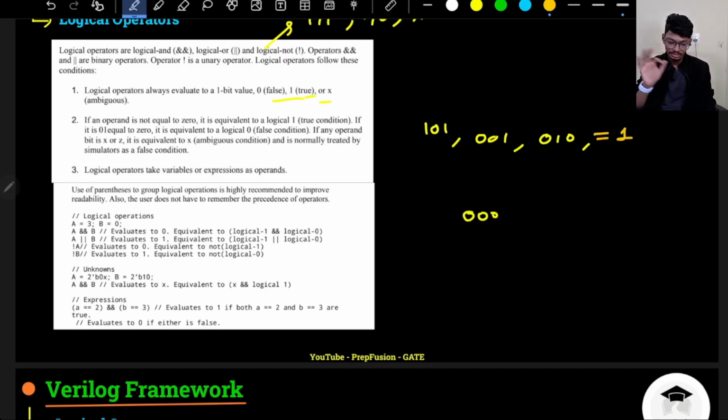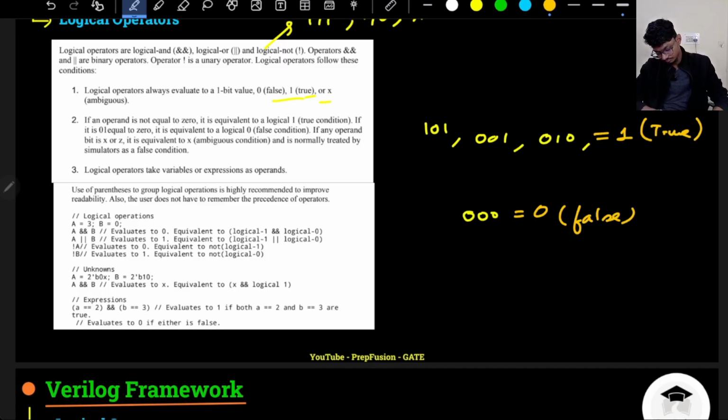Very simple. Okay, it will be equivalent to 1. If it is equal to 0, this will be equivalent to 0 or false condition. This will be equivalent to 1 or true condition. That's the only thing that you have to care about. Okay, if any operand bit is x or z, it is equivalent to x, an ambiguous condition.